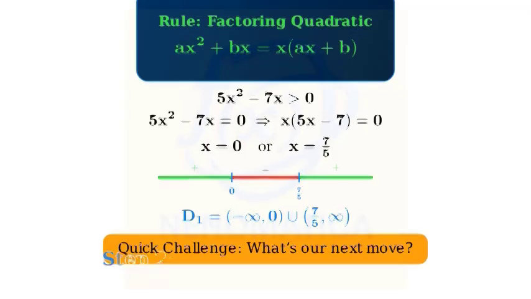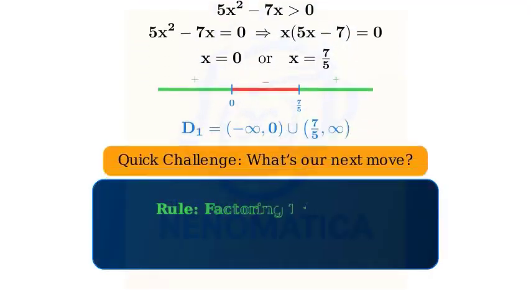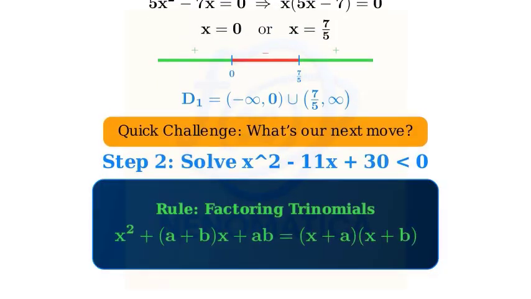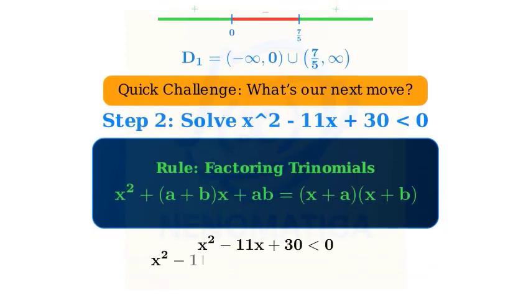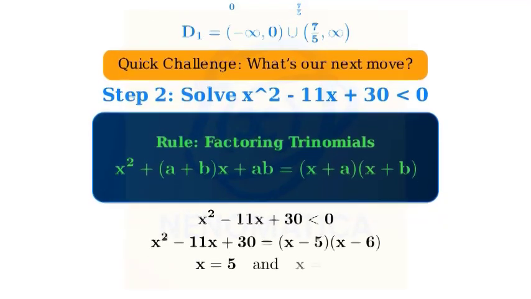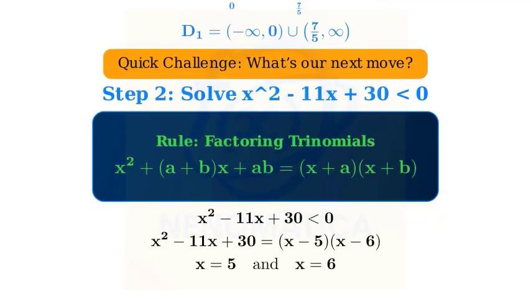Step 2. Solve the second inequality. Use factoring of a trinomial into two linear factors. x squared minus 11x plus 30 equals open parenthesis x minus 5 close parenthesis times open parenthesis x minus 6 close parenthesis. The zeros are x equals 5 and x equals 6.